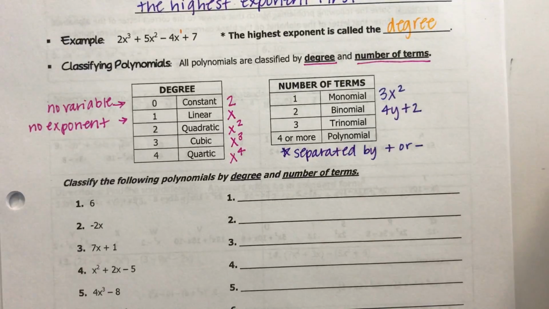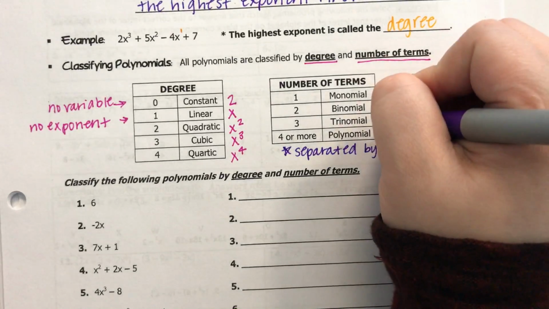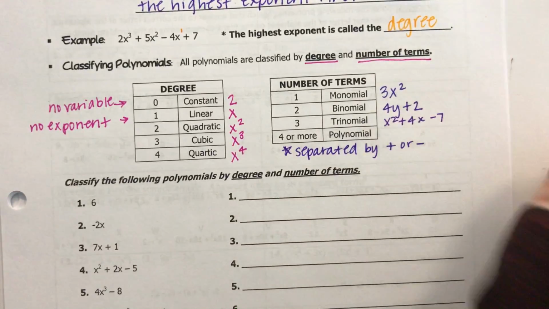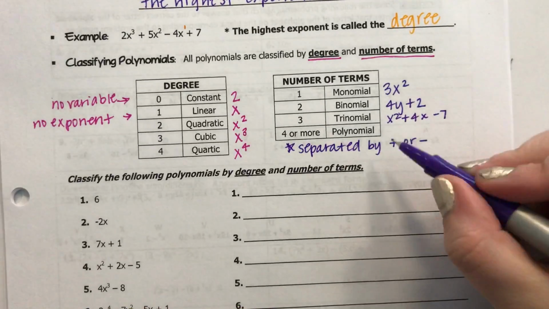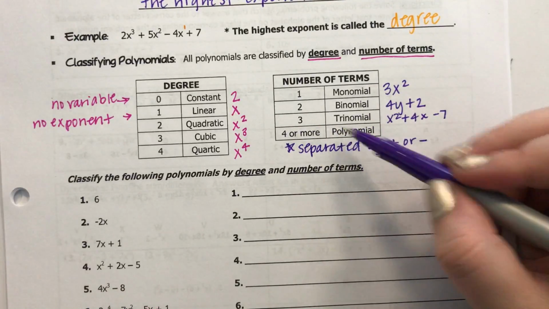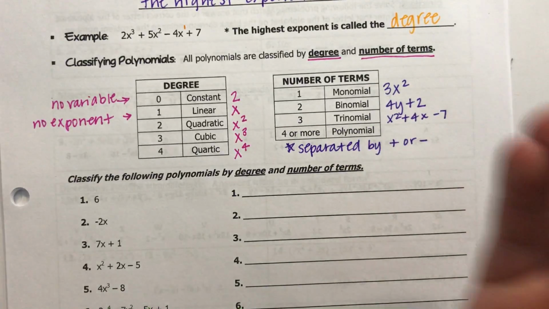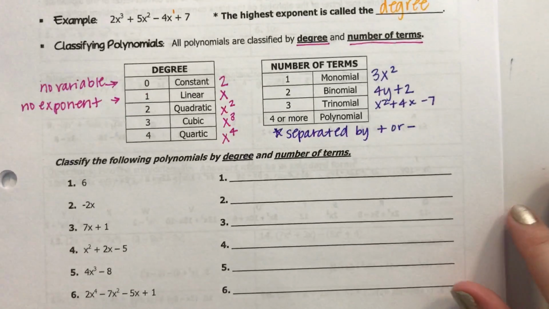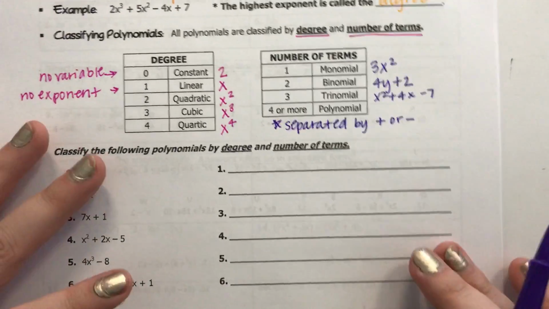Okay. Trinomial is if I have 3 terms, so we can say like x squared plus 4x minus 7. So there's 1, 2, 3 terms. If you have 4 or more terms, you just call it a polynomial. Okay, so an example of that would be, you know what, you can come up with your own example for that. I'm not going to, just make sure there's 4 terms.